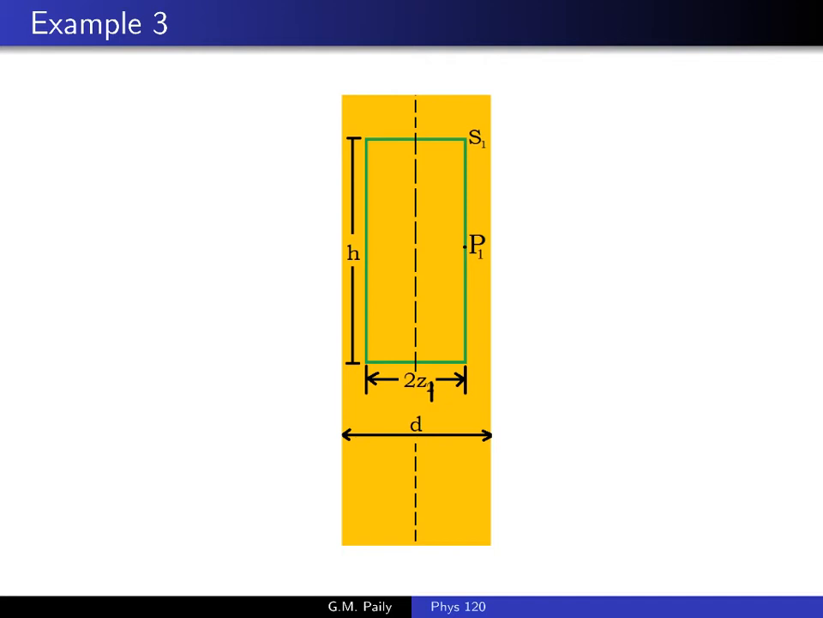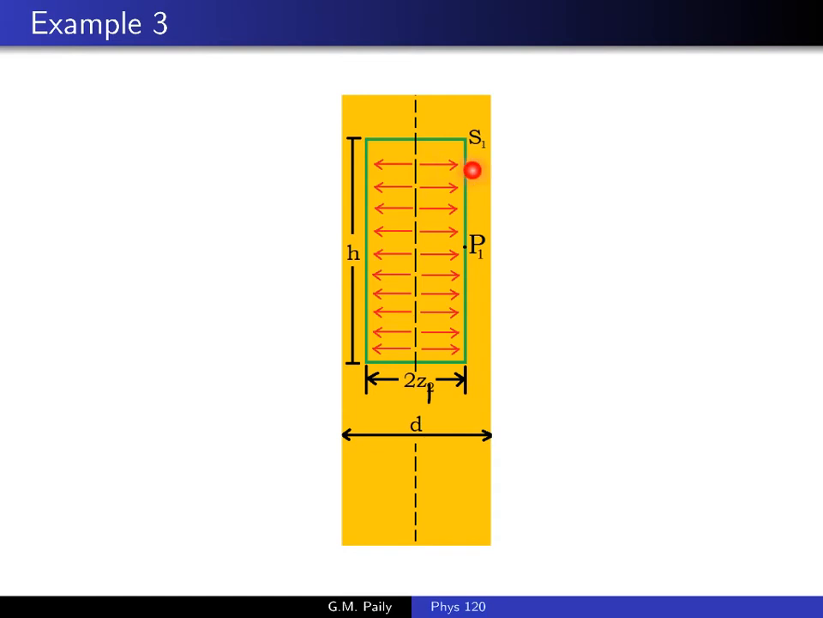Now let us try finding the electric field for the same situation of charge, but at a point P1 which is inside the sheet. The point P1 is a distance z1 from the central plane. As before, the thickness of the sheet is d, and we set the height of our Gaussian pillbox to h, and we mark this Gaussian surface as S1.